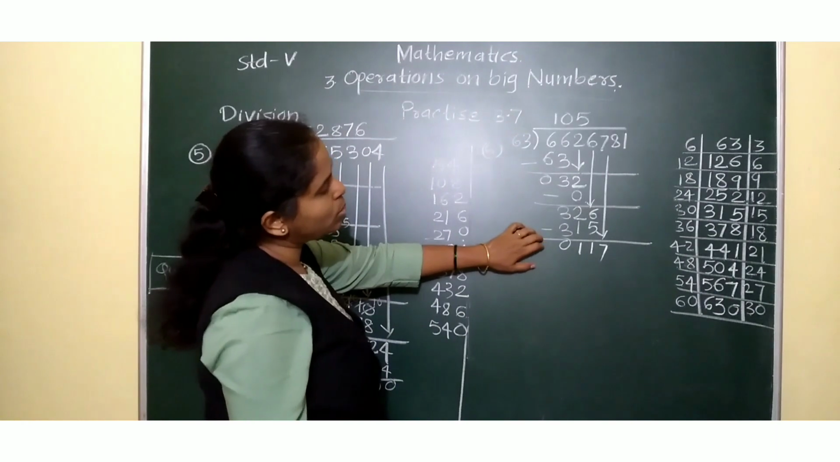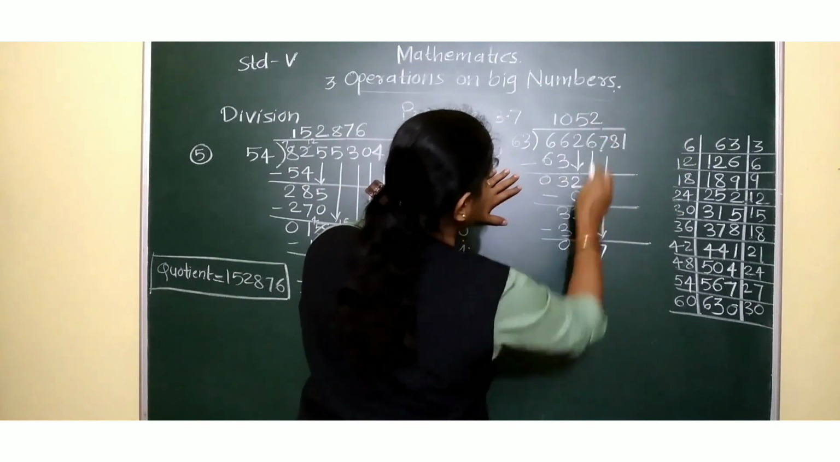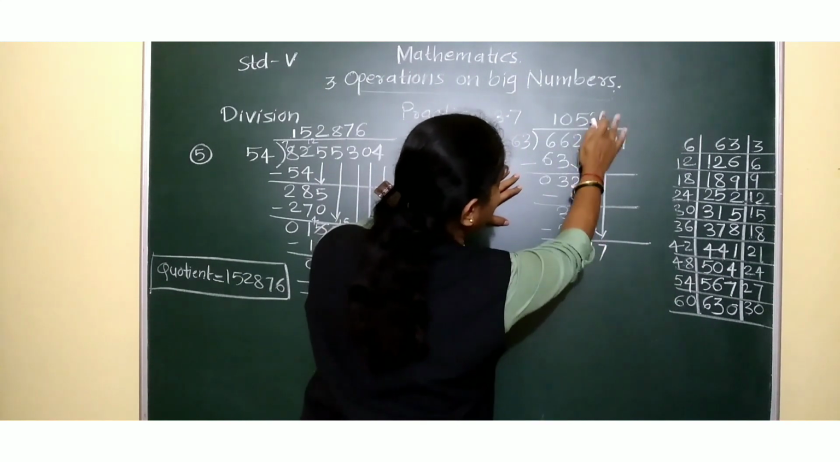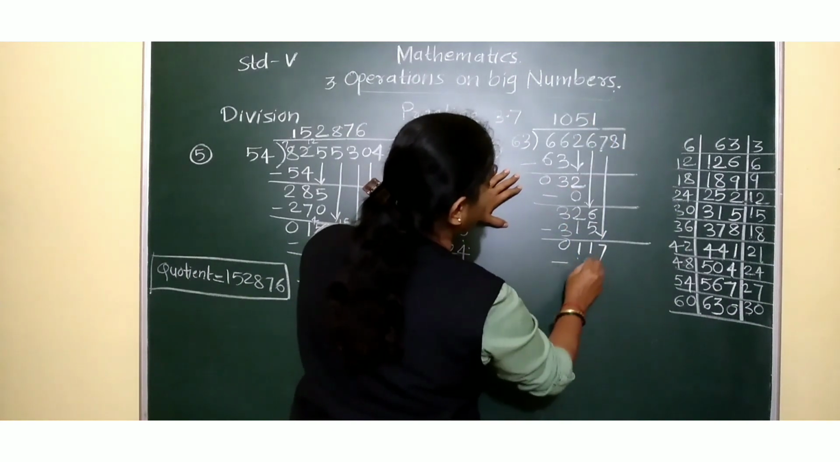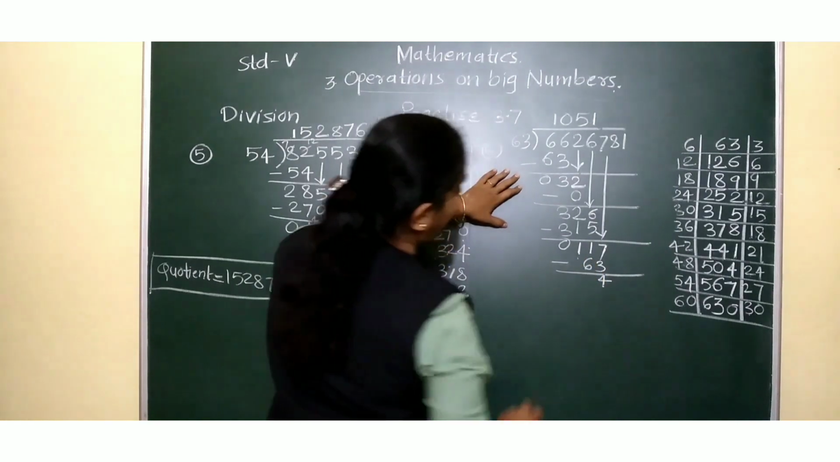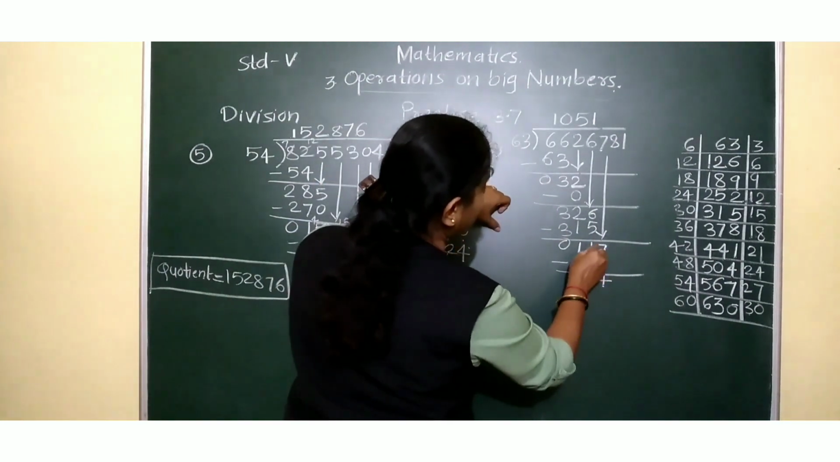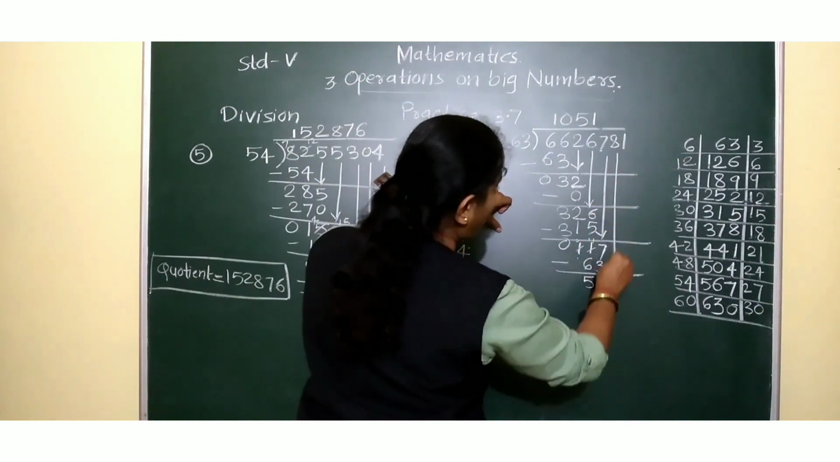Which number is close to this? 126. So 63 2s are 1... No. Here 117 is there. No? So 63 1s are 63 only will come. 7 minus 3 is 4 and 11 minus 6 is 5. Okay. Now take 8 down.